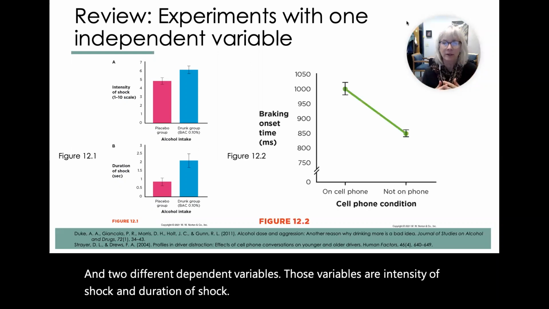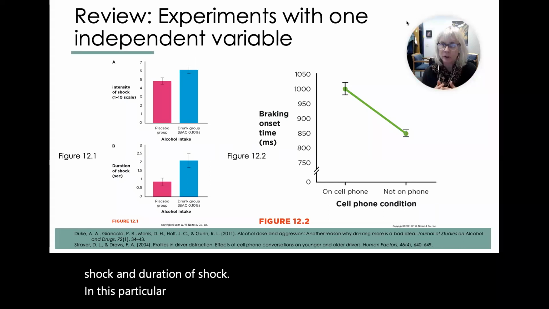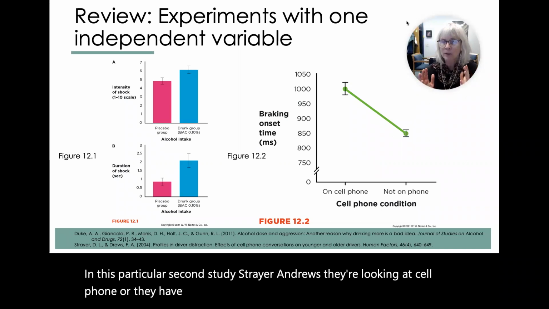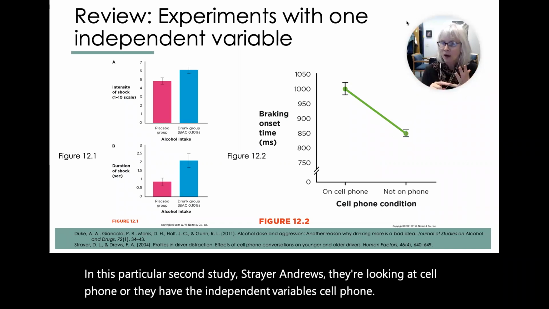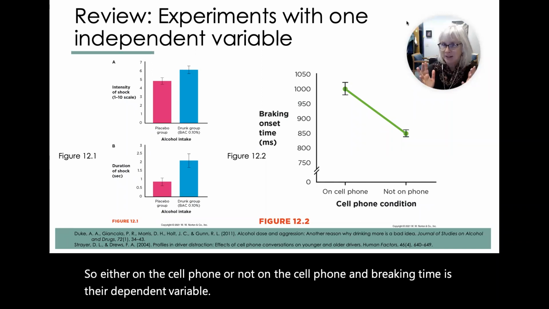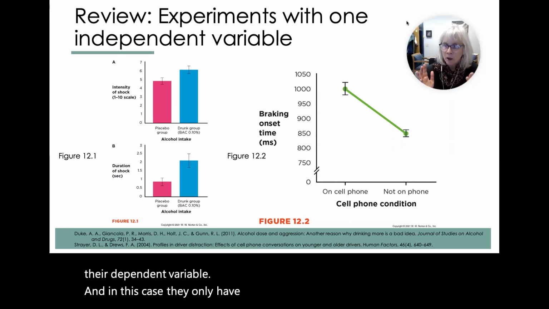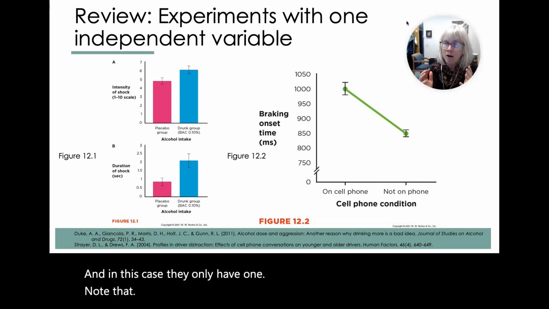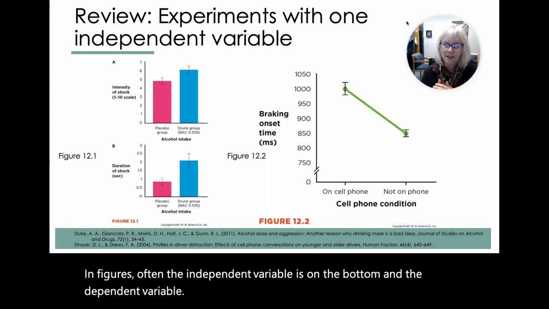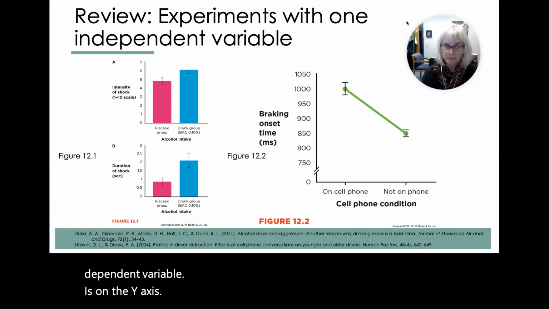In this particular second study, Strayer and Drews, they have the independent variable cell phone. So either on the cell phone or not on the cell phone. And braking time is their dependent variable. And in this case, they only have one. Note that in figures, often the independent variable is on the bottom and the dependent variable is on the y-axis. Same thing in terms of both figures.